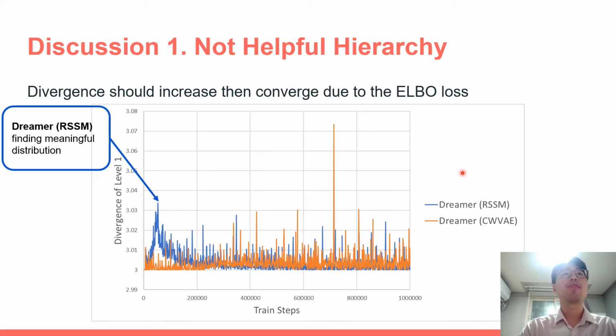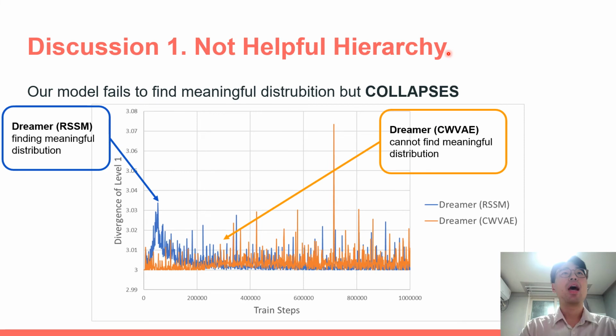This is a particular phenomenon in reinforcement learning due to the ELBO loss that tries to make the prior and the posterior distribution similar. This increase in divergence means that it tries to find an appropriate distribution in a large search space. However, our model does not show this phenomenon. This means that our Dreamer does not find a meaningful distribution and collapses to meaningless modes.